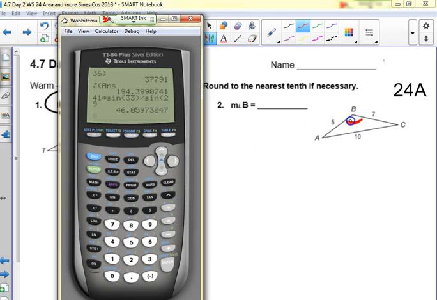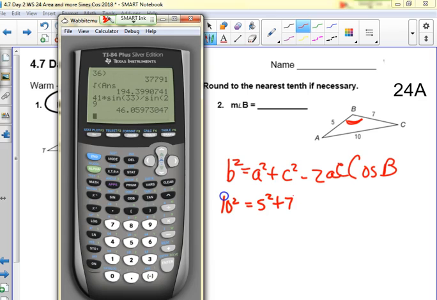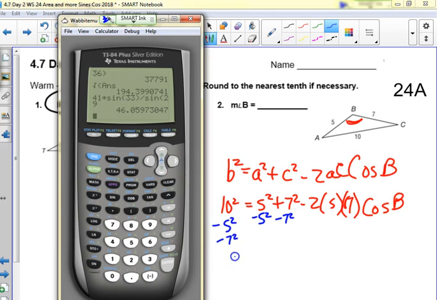But the law of cosines for angle B would say b squared equals a squared plus c squared minus 2ac cosine of b. So I'd have 10 squared equals 5 squared plus 7 squared minus 2 times 5 times 7 times cosine of b. I like to subtract these over to the other side. So I have 10 squared minus 5 squared minus 7 squared. And that is still equal to all of this times the cosine.